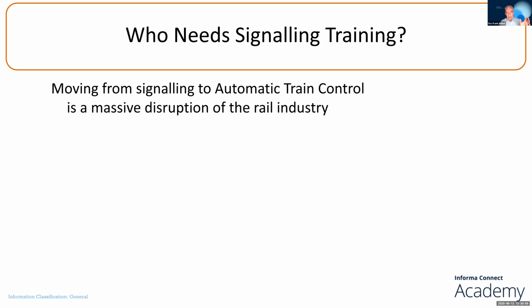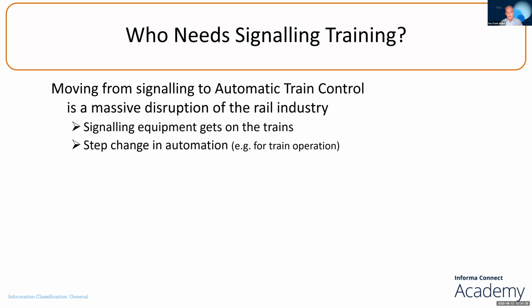Why? If you move from a conventional signaling system to automatic train control or modern train control or digital signaling or high capacity signaling, whatever you call it in your railway, this is a massive disruption of the railway industry, of the respective railway, of the respective city where you are. It may be the first time that signaling equipment gets on the train. There will be a step change in automation. If you introduce something like automatic train operation, where the driver takes the hand off the lever, this is a massive change for a railway.